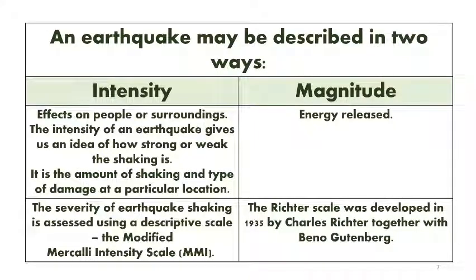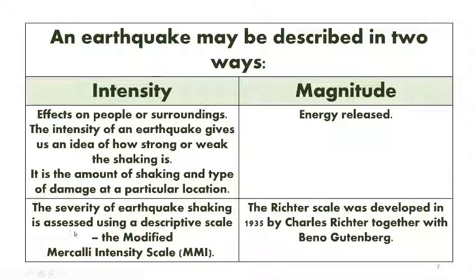The major difference between these two is that when we talk about intensity, it is the effect on people or surroundings. The intensity of an earthquake gives us an idea of how strong or weak the shaking is. It is the amount of shaking and type of damage at a particular location. Now, when we talk about magnitude, it is the energy released from the fault. And usually this is measured using the seismogram.